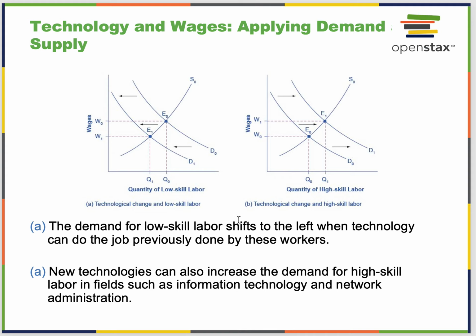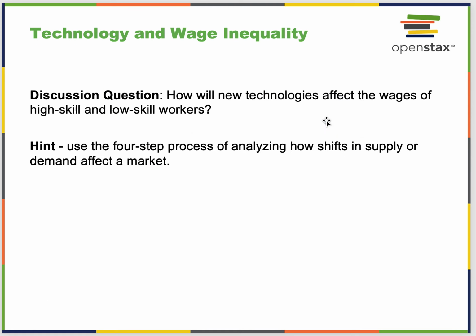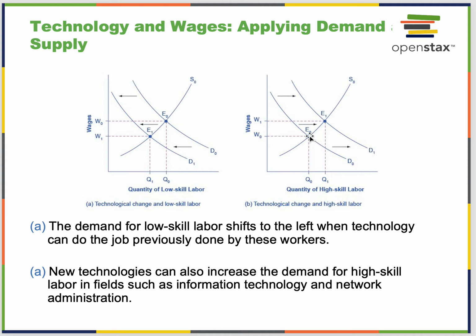But if new technologies can also increase the demand for high skill labor in such fields as information technology and network information, well, then the demand curve shifts to the right, and the equilibrium point goes from here to here, and both wages and the quantity of jobs required goes up.